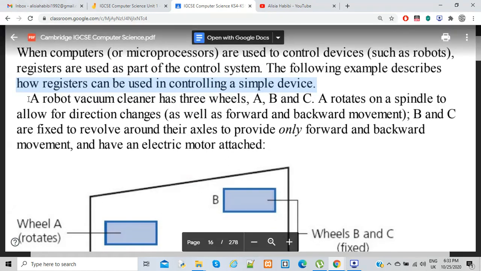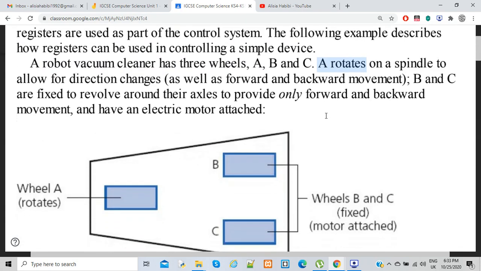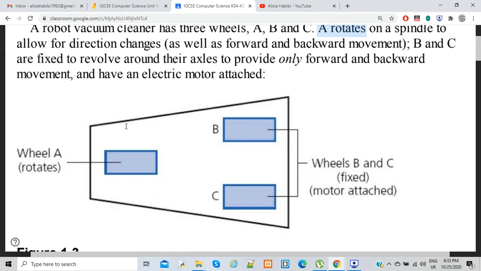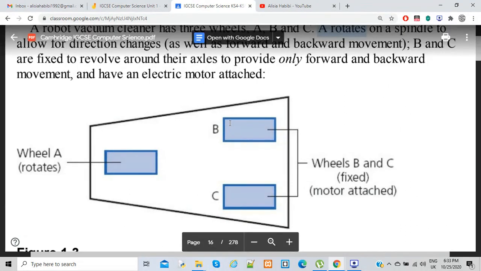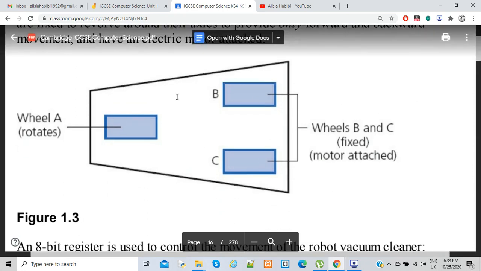Let's take the example of a robot vacuum cleaner which has 3 wheels, A, B, and C. The A wheel rotates on a spindle to allow for changes of direction. The B and C wheels are fixed and revolve around the axles to provide only forward and backward movement, and they have an electric motor attached. Here's an example image of a vacuum cleaner, and we have the A wheel, and then we have the B and C wheels. These are the wheels that we find on the vacuum cleaner.